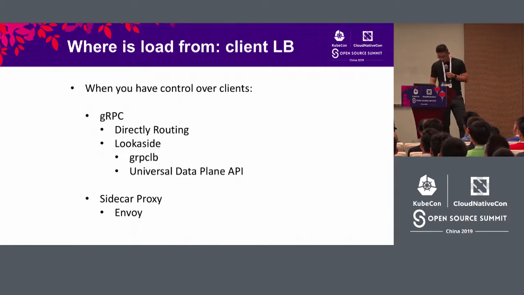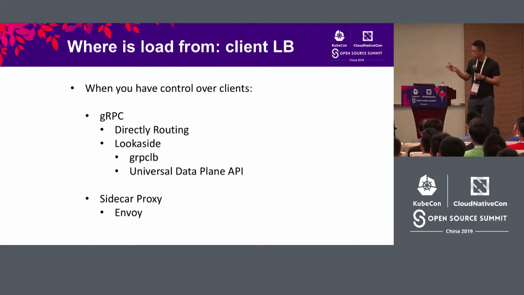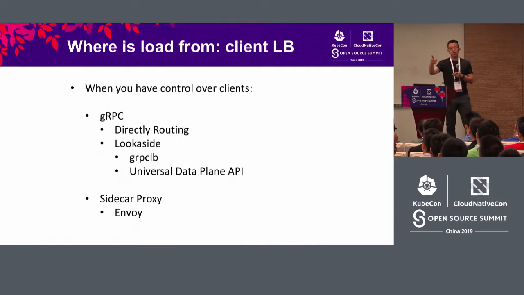So in Istio, the way they expose the data plane is called the universal data plane API, right? It abstracts out all aspects of the data plane. So gRPC is also considering implementing this universal data plane API. And in that case, the gRPC client will make requests directly to, let's say, the Istio control plane for the routing decision. And after that, the request will be automatically routed to different backend servers.